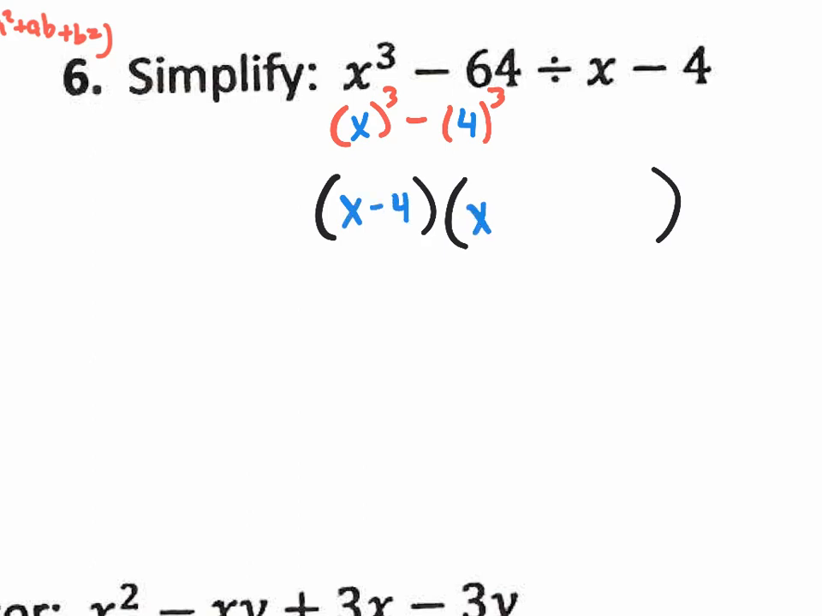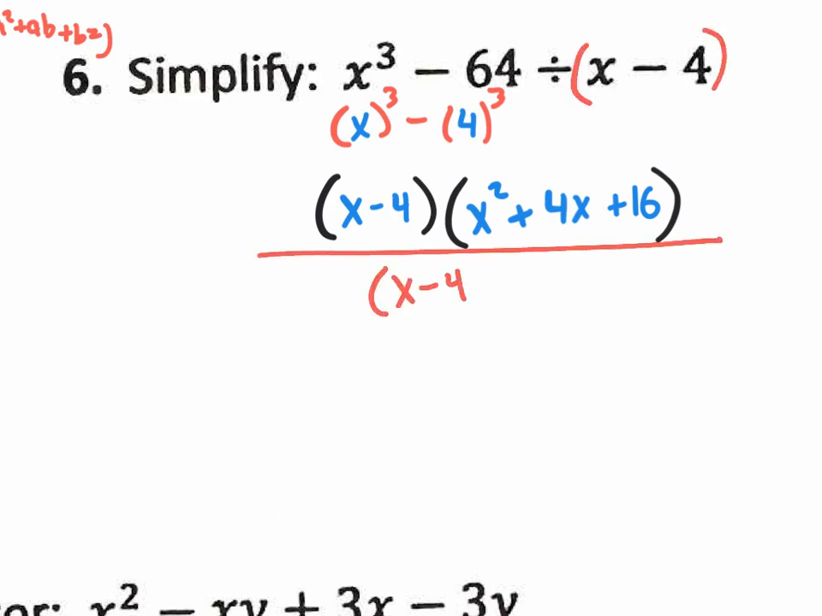A squared, which is x squared, plus a times b. What is x times 4? A times b? 4x. And last but not least, what's b squared right here? 16. So I rewrote this to look like this, and I'm going to divide it by this binomial x minus 4. So if I were to divide it by x minus 4, guess what? The x minus 4's cancel, and we have our answer right there. That's one way of doing it, using the difference of 2 cubes.